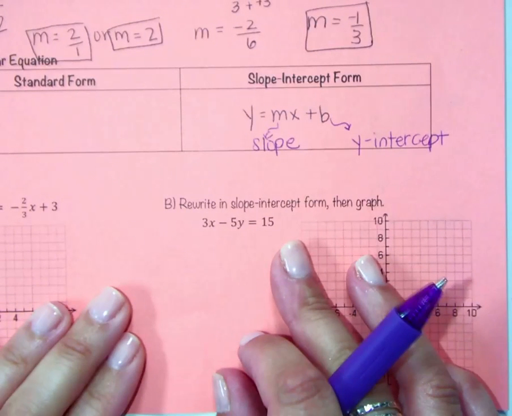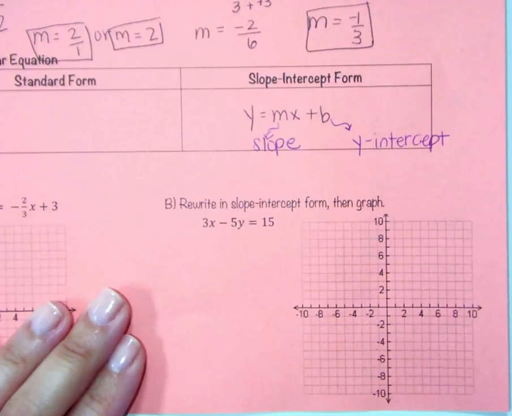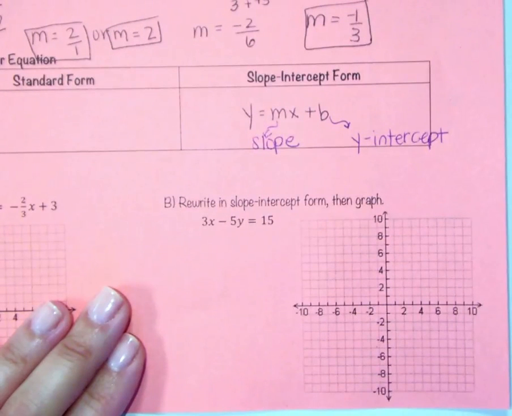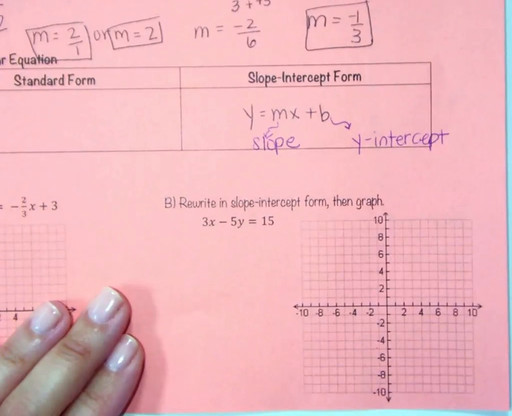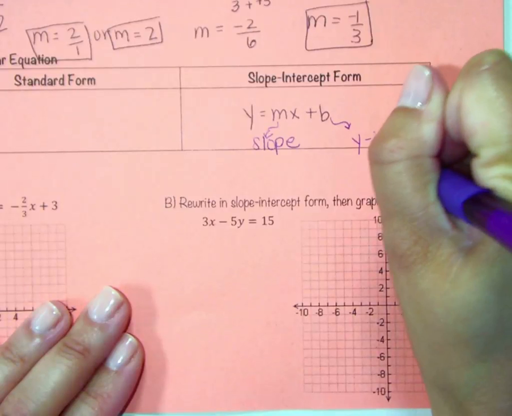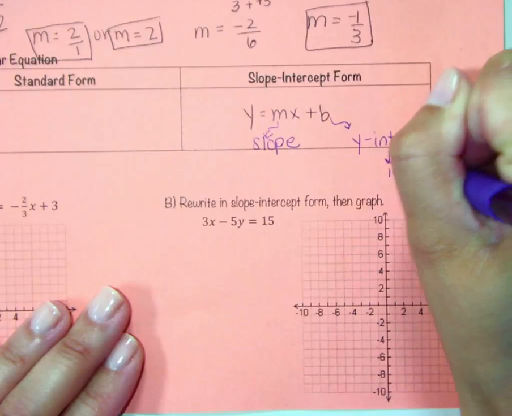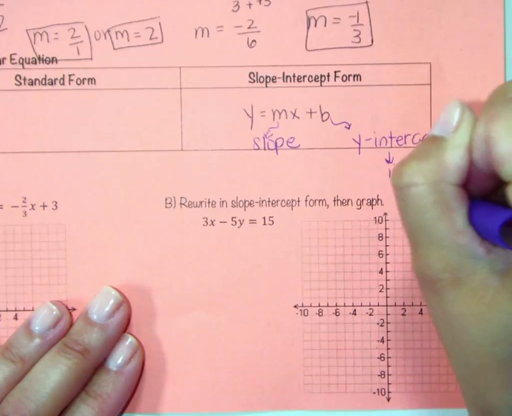Somebody remind me what that y-intercept is. Tell me your name. Brayden. What's a y-intercept? Where the x and y axis meet. No, that's the origin. It's okay. Remind me of your name. Heather. It's the part of the line that goes through the y-axis. Exactly. It's where the line goes through the y-axis.